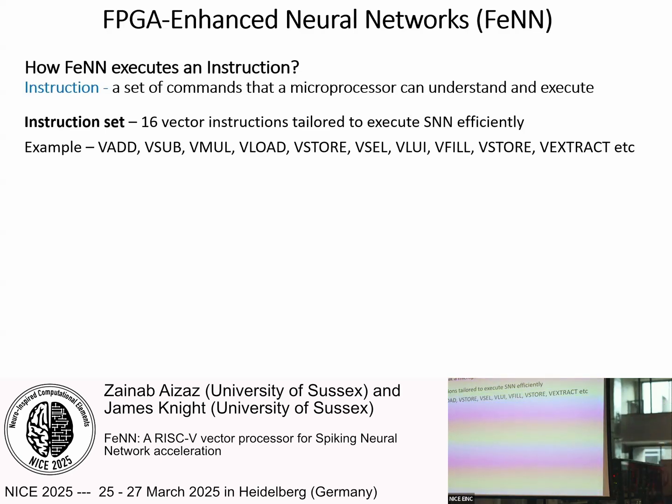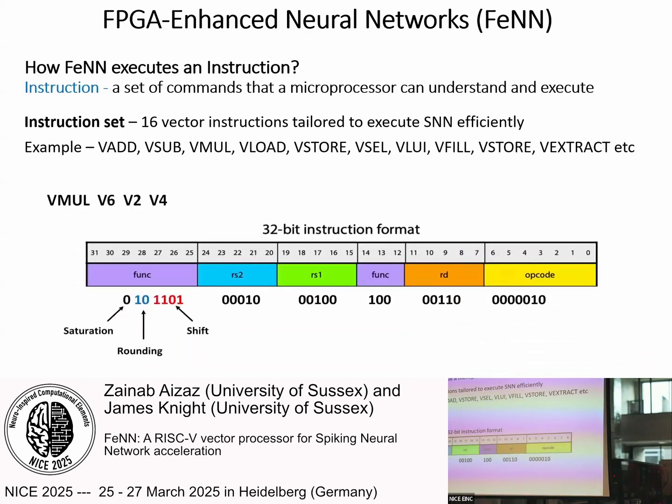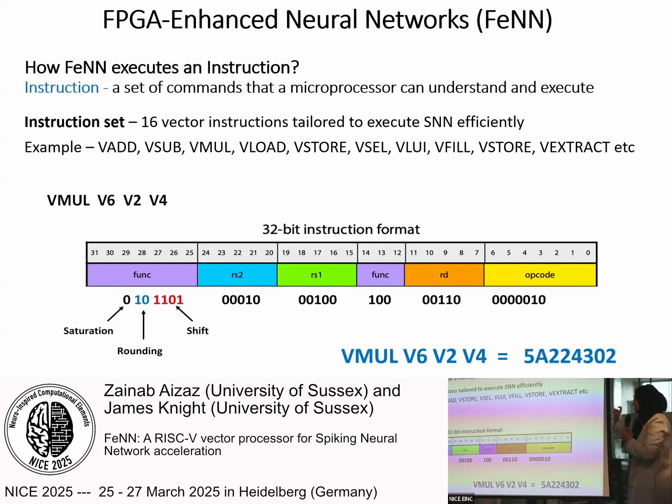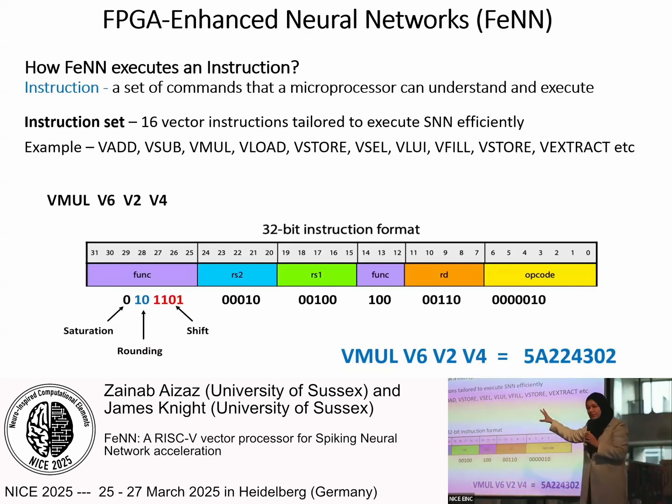These are vmul, vstore, vcell. I'm explaining vmul, right? So what is here? vmul v6, v2, v4. We multiply the vector operands in register 2 and register 4 and save the result in register 6. This is what that instruction says.